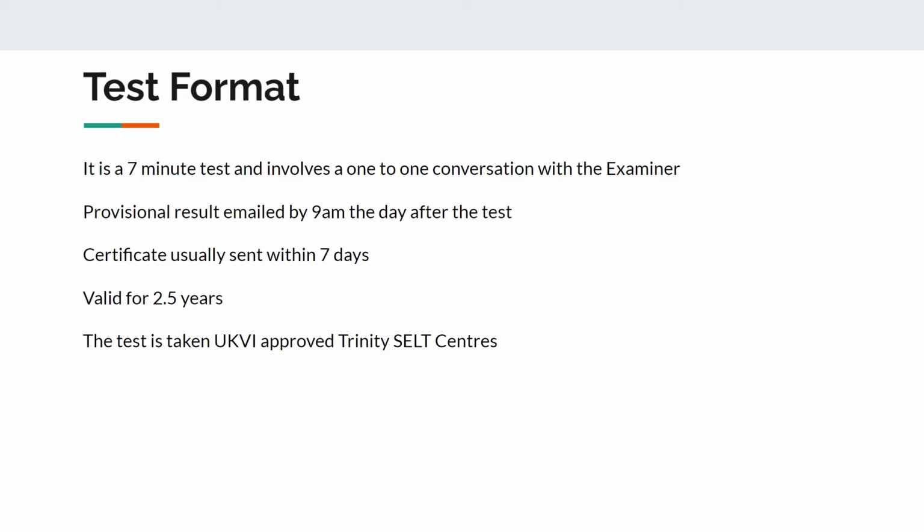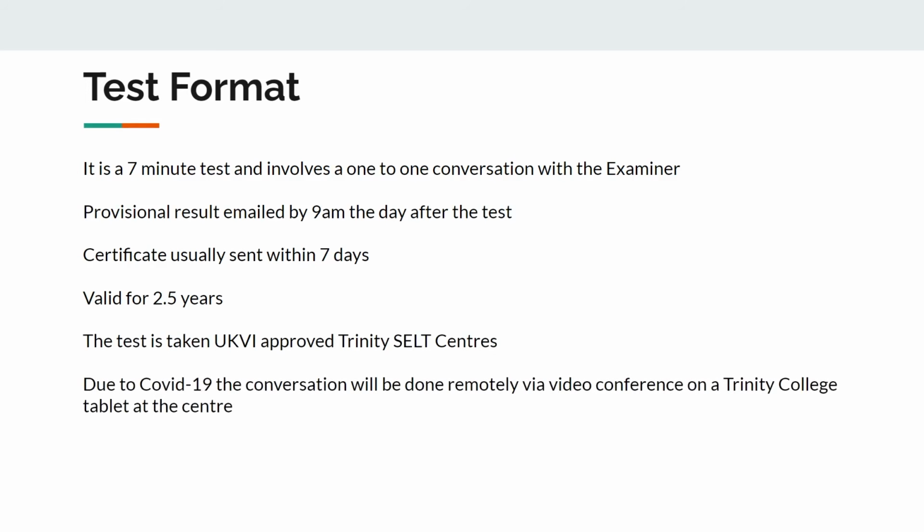It is not taken at home, even though due to COVID restrictions, the test will be done remotely via video conference. It will still be done at the test center on a Trinity College tablet that will be set up by your steward. So you still have to show up at the center, and you still have to give the test on their device. You cannot give it at home.